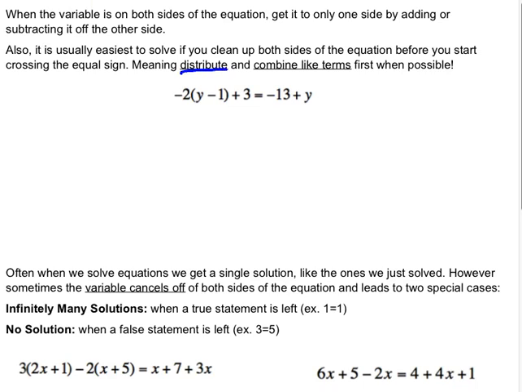First, whenever possible, distribute, which we've already talked about. All right, so notice here this negative 2. The first thing I'm going to do is distribute that in. So that's going to give me a negative 2y plus 2. Notice you multiply two negatives and it turns positive.